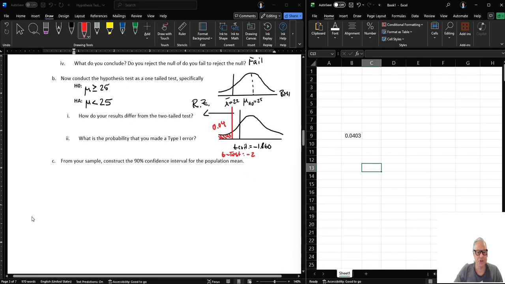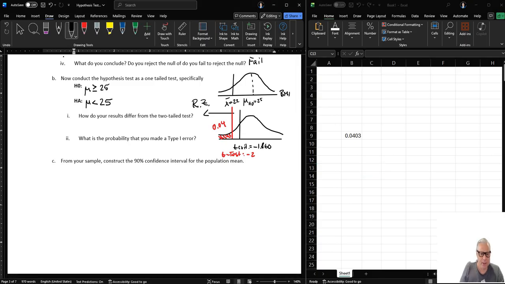Okay, so the last question is, from your sample, construct the 90% confidence interval for the population mean. So the logic here is we have our distribution, and I assume when it comes to the confidence interval that my mean of 22, well, let's assume that this is for now the true population mean, but then you're not certain, and you build a 90% confidence interval around that one.